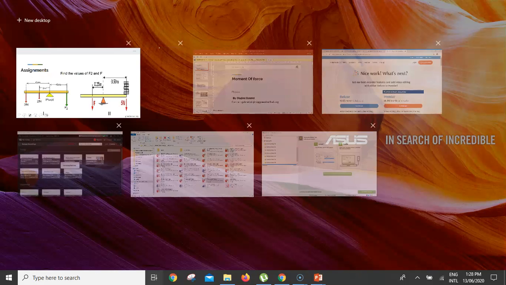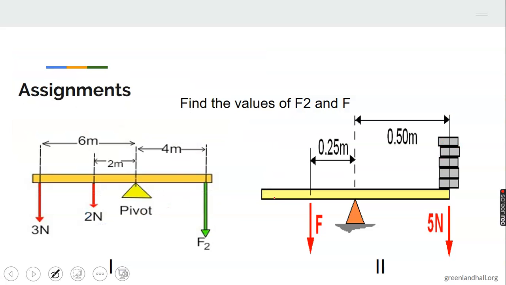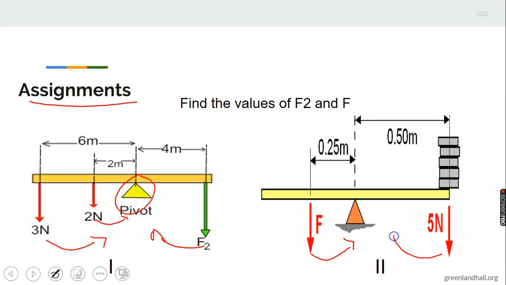Assignment. Find the value of F2 and F1. Look at it here. The distance is 4 meters from the pivot, while here is 2 meters from the pivot. This one is 6 meters from the pivot. This is your clockwise, and you have 2 anti-clockwise. This is also clockwise, and this is anti-clockwise.